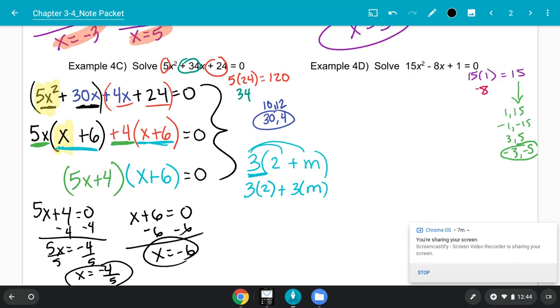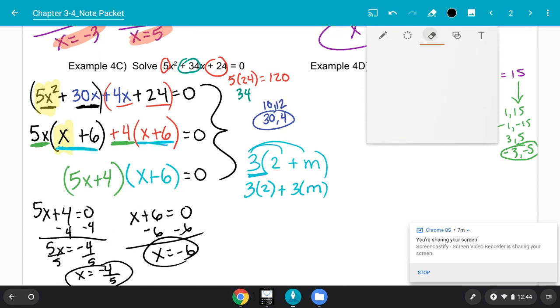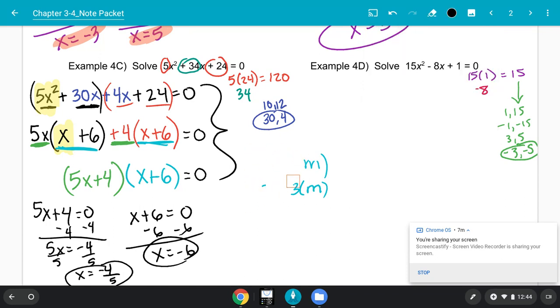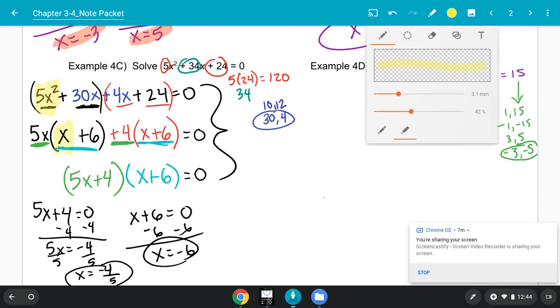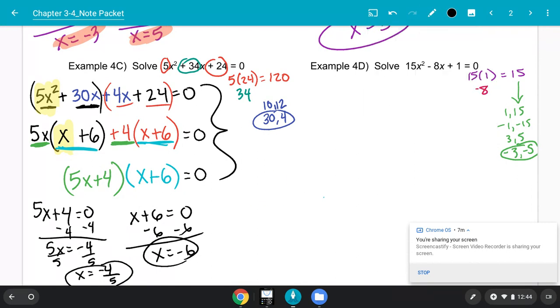So again, what we're going to do is go 15x squared. And then instead of writing minus 8x, we're going to write minus 3x minus 5x plus 1. Again, the middle two, sorry, I'll put this in black because that's from the original. These two are replacing the minus 8x. It's the same value, but it just looks different.